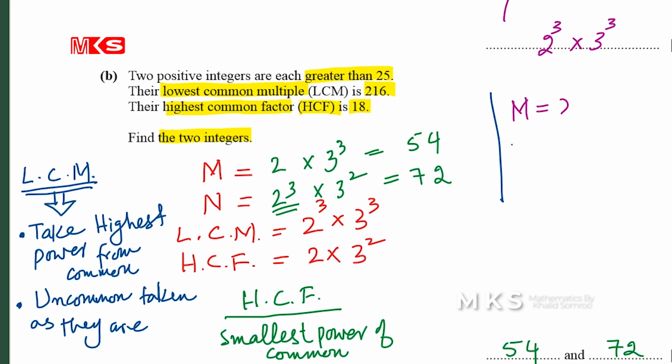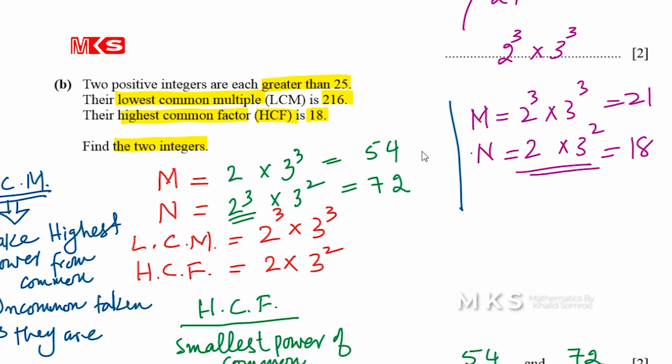M could have 2 cube and 3 cube, then n would have 2 and 3 square. This is not possible. Why? Because 3 square times 2 is 18, and the other is 216. So this is not possible, because one of the two numbers is less than 25. So this choice will not be taken. We will rearrange these powers so that m and n, these two integers, must both be greater than 25.